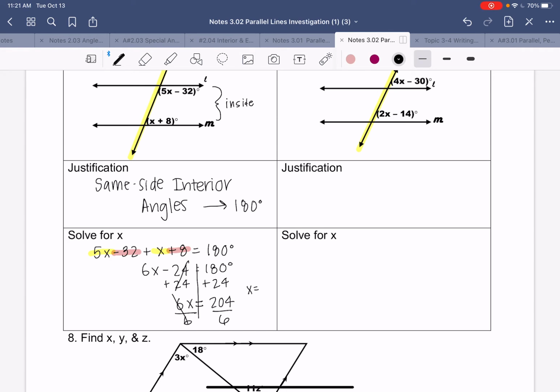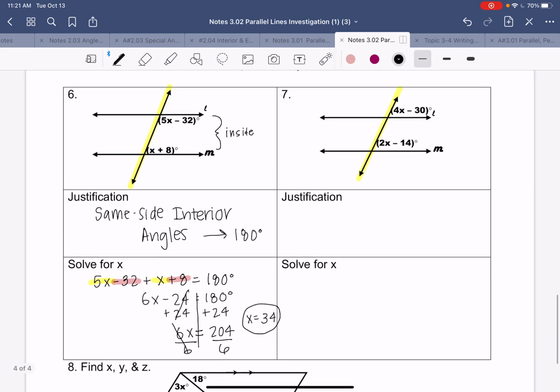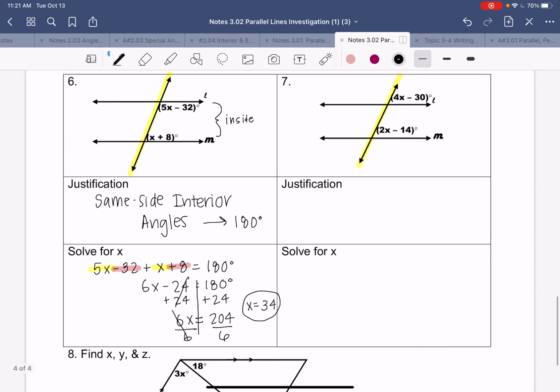X equals 34. Okay. All right, so I want you to try number 7. Think about what kind of angles they are. Because if they're supplementary, you're going to set them equal to 180.